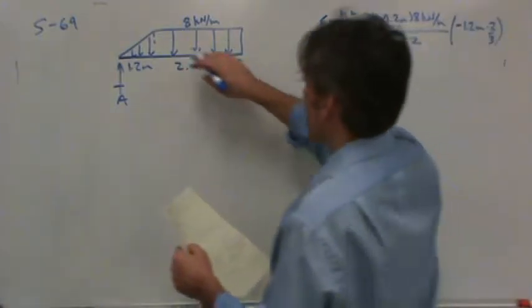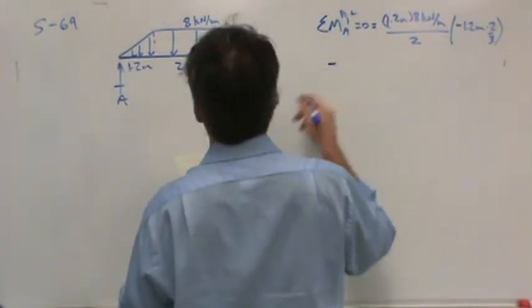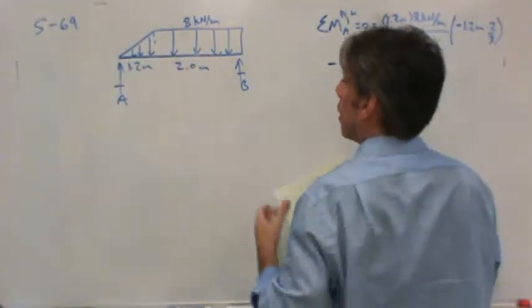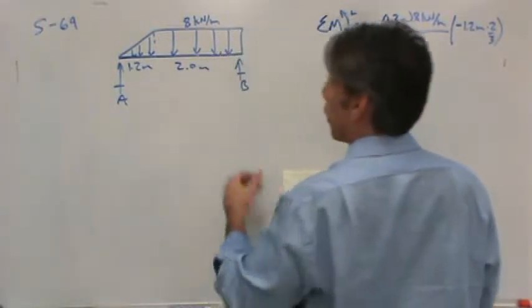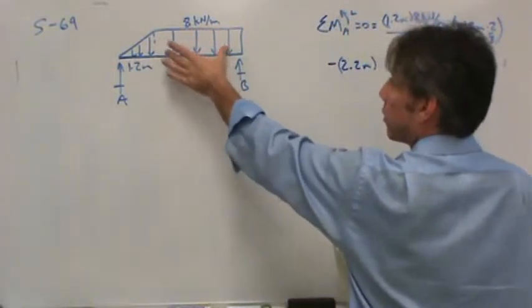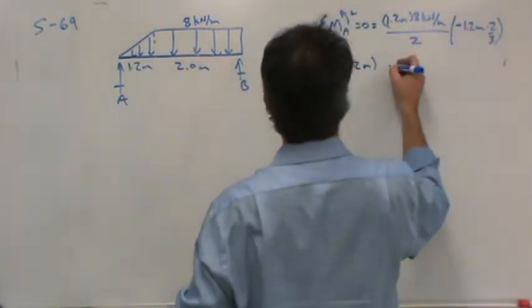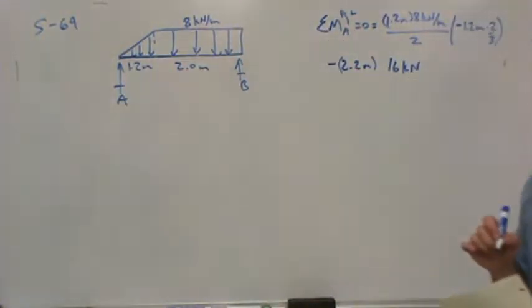Now the moment caused by the rest of the distributed load is also a negative moment. It would act over at 1.2 plus 1 meter. So that's 2.2 meters. That's its moment arm. And the magnitude would be 8 kilonewtons per meter times 2 meters. So you see how that's 16 kilonewtons. Does that make sense to everybody?